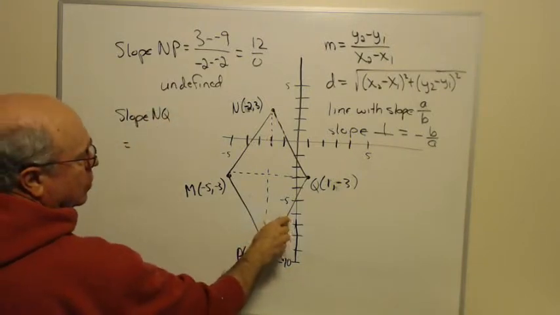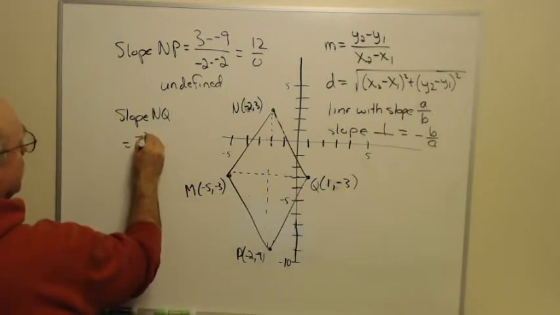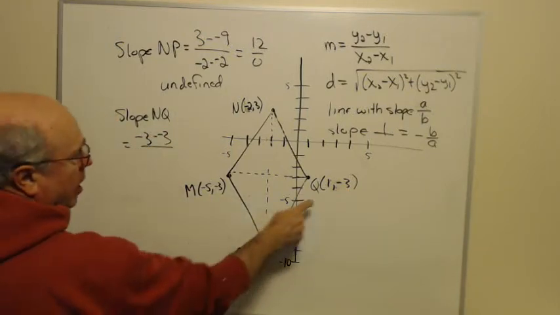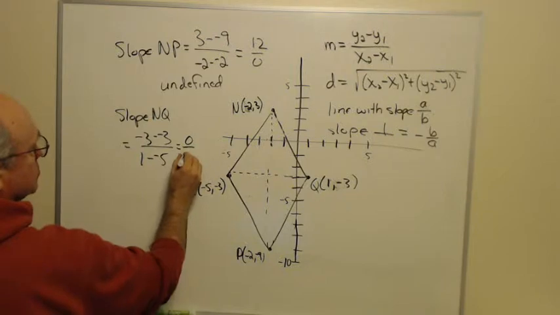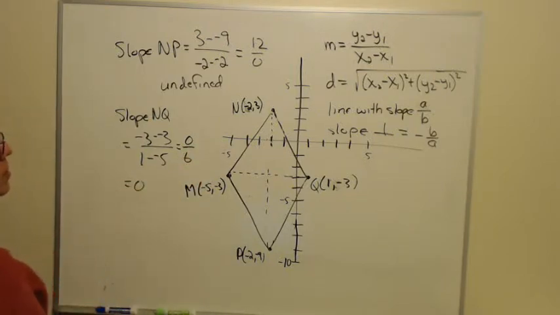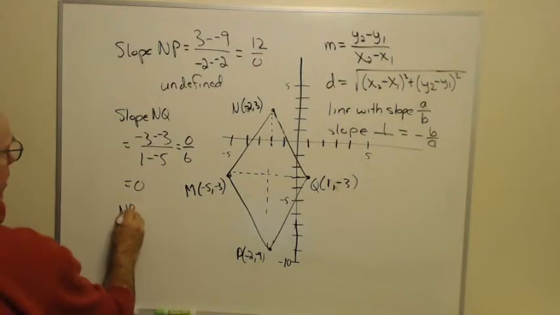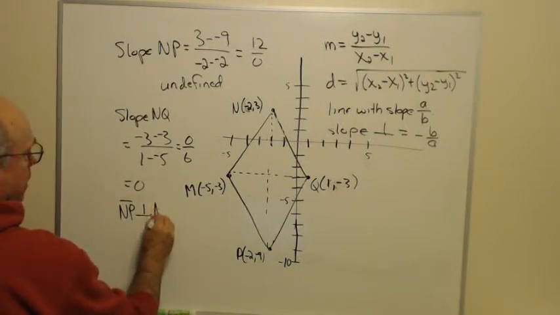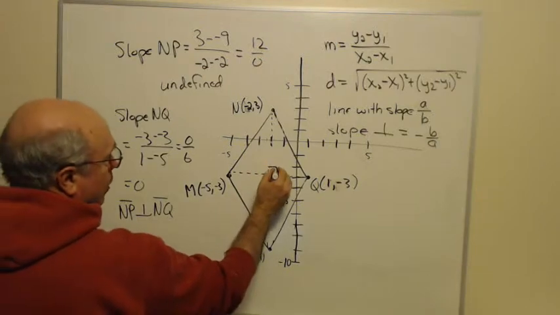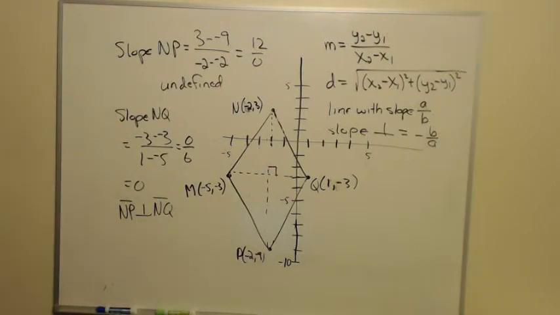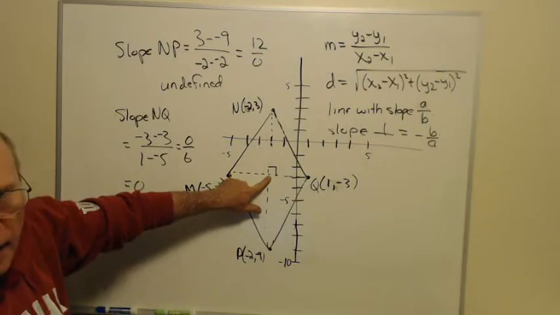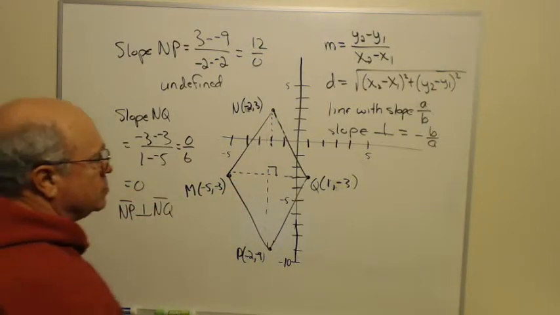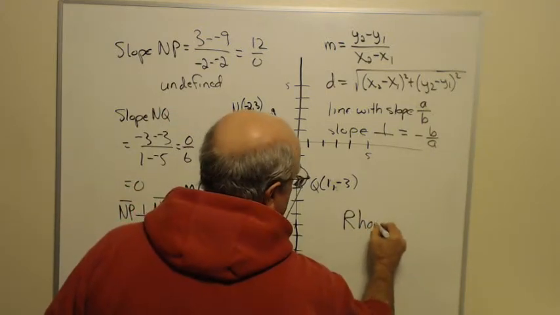The slope of NQ is negative 3 minus a negative 3 divided by 1 minus a negative 5. Well, that is in fact 0 over 6, which is 0. So our conclusion then is that NP is perpendicular to NQ. And since I already knew from the given in the problem that there were only 3 choices, that had to be a parallelogram. If you have a parallelogram with perpendicular diagonals, it has to be a rhombus. So the answer to this question is that this guy is a rhombus.